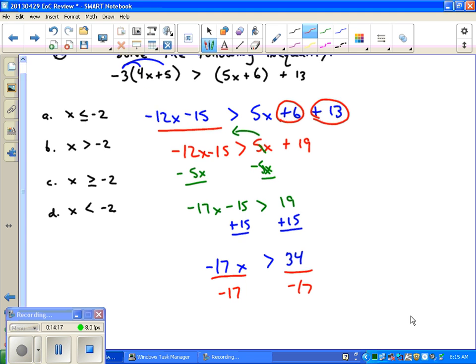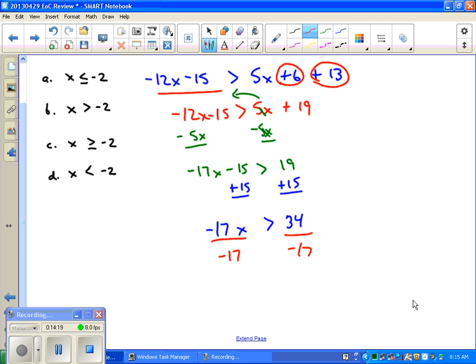Now, here's one of the things you have to be careful with inequalities. Anytime you multiply or divide by a negative number, your symbol has to change from greater than, the way it's written, it has to flip around and become less than. These will cancel and give you x. Positive divided by negative is a negative 2. So x is less than negative 2.